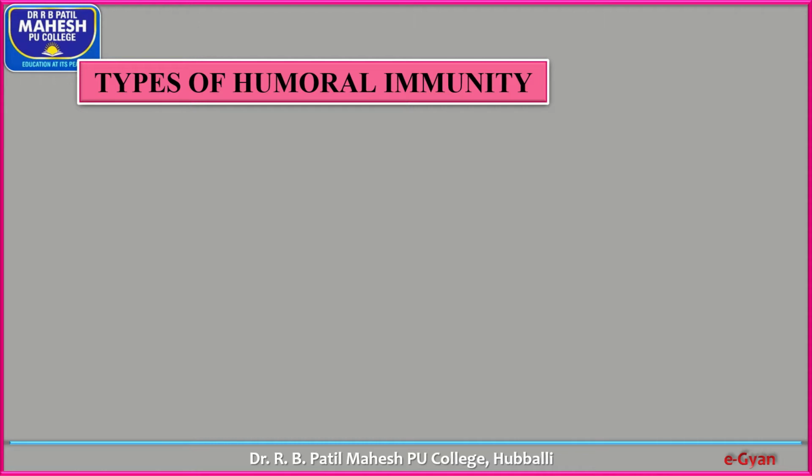Lymphocytes: there are two types of lymphocytes. One is B lymphocytes, the second one is T lymphocytes. B lymphocytes are responsible for humoral immunity, whereas T lymphocytes are responsible for cell mediated immunity. What is humoral mediated immunity or antibody mediated immunity?